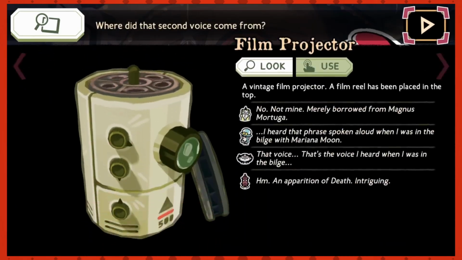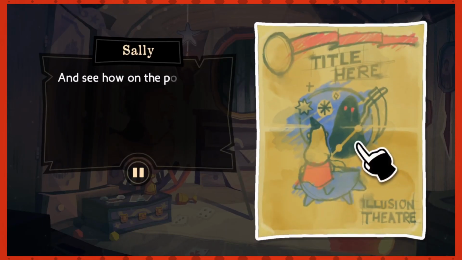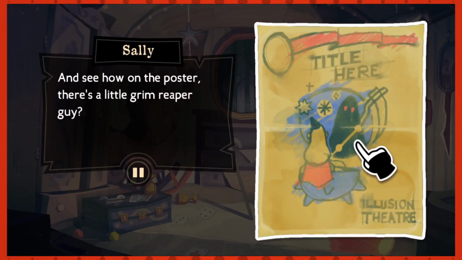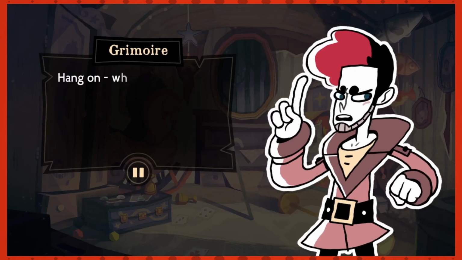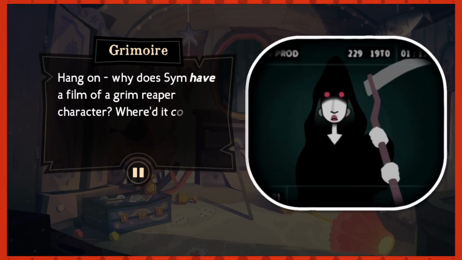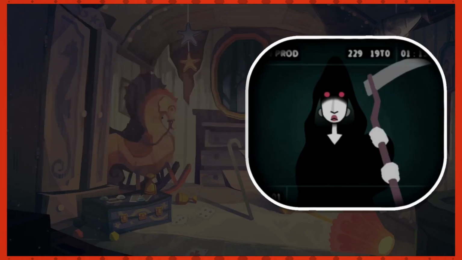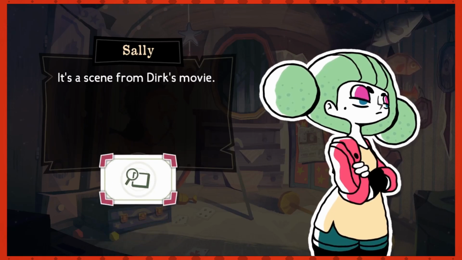That really got me. This film matches up to the audio from the pipe recording. And see how in the poster there's a little Grim Reaper guy? That's the person from the film. I am undone. Hang on. Why does Sim have a film of a Grim Reaper character? Where'd it come from? Hex of the Helmsman. Yep. It's a scene from Dirk's movie.